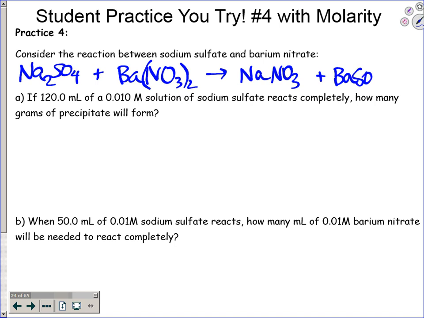All right, okay. So here we go. We got a reaction with sodium sulfate and barium nitrate. This is not balanced. What do I need? A 2 where? Only good on the sodium nitrate.